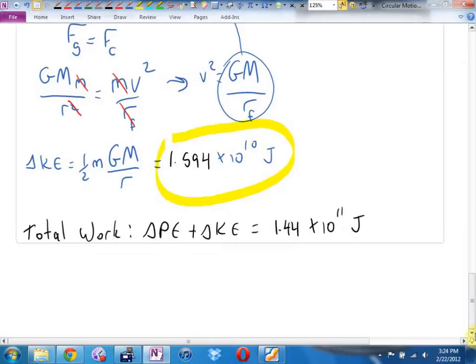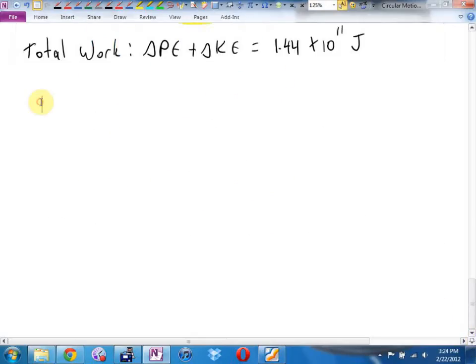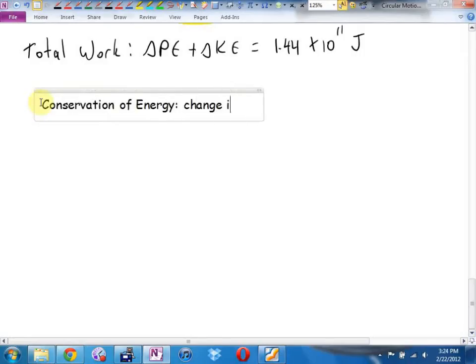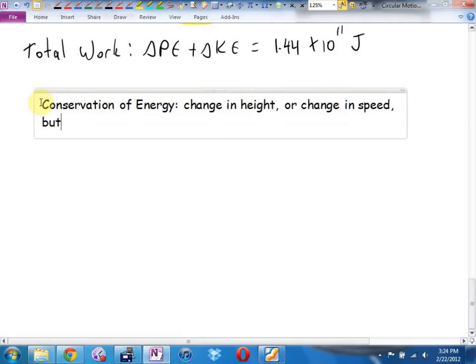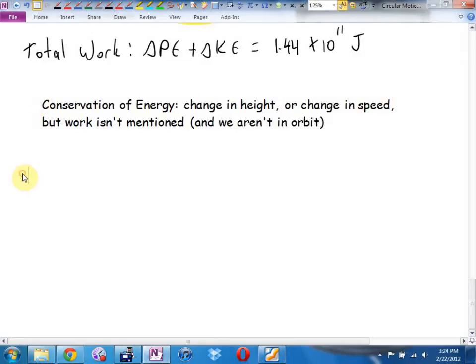Then there were questions where there was a change in height, conservation of energy, change in height or change in speed, but work isn't mentioned, and we aren't in orbit. C.